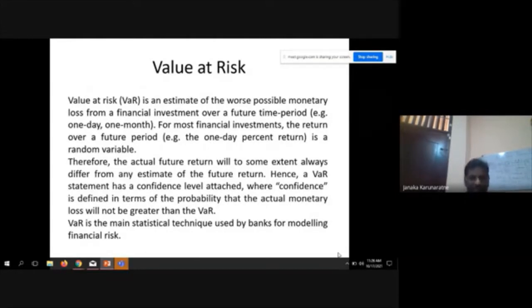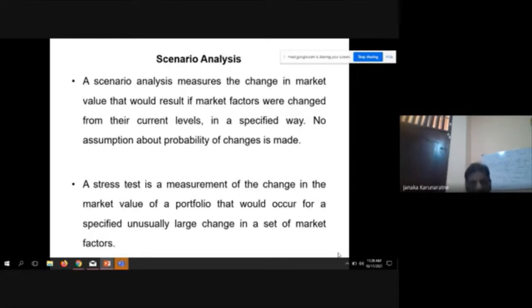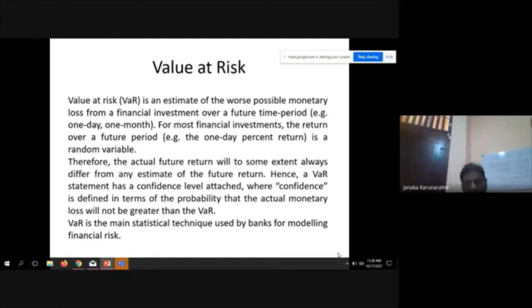Now, value at risk. What is value at risk? Of course, I should mention statistical analysis also. Use statistical data to look at these changes. For example, different distributions, then hypothesis testing on certain areas, and trend analysis, and so on, right? So what is value at risk?